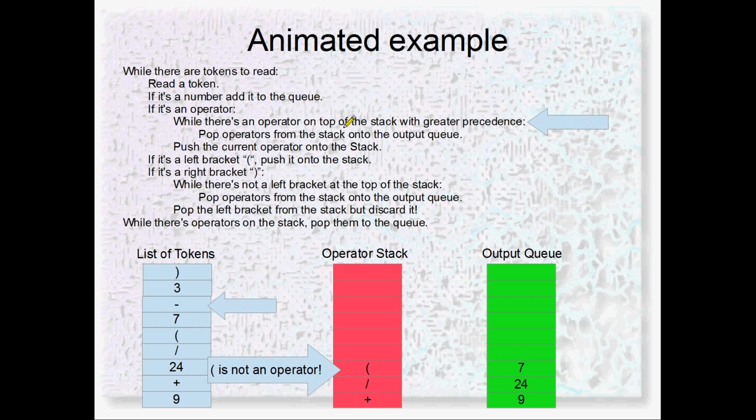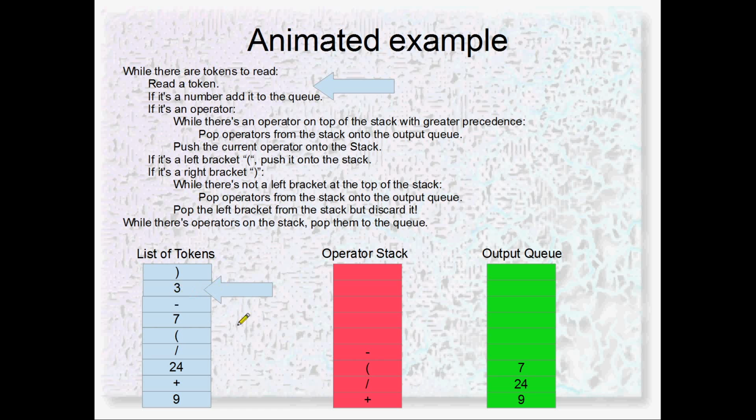And while there's an operator on top of the stack with greater precedence, we're supposed to pop operators from the stack. But the bracket just here is not an operator, so we don't pop anything from the stack. Instead, we just push the current operator, the minus symbol, to the stack. If that bracket wasn't there, and that divide was the top operator on the stack, then we would have popped the divide onto the output queue to make sure that it gets done first. That's good.